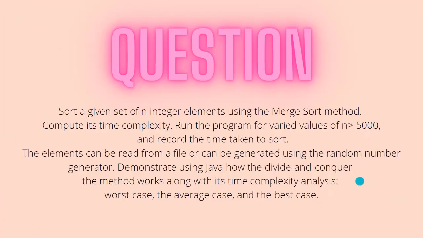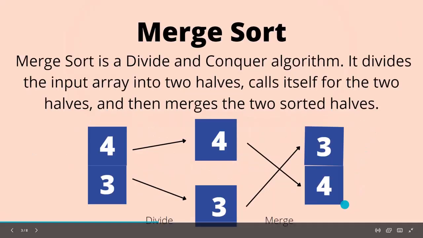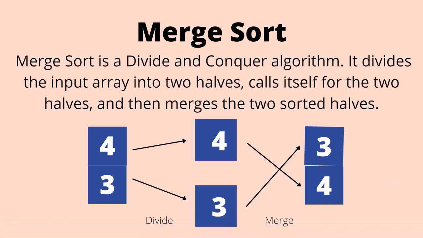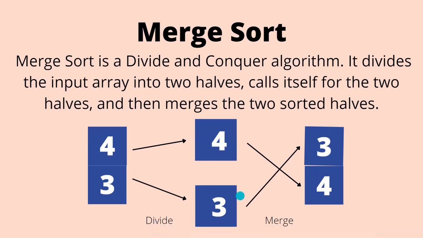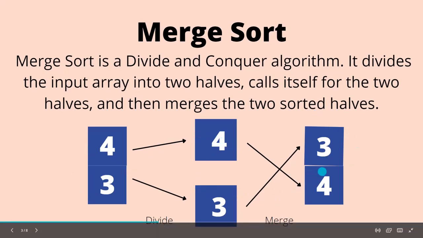So the question is merge sort. Before moving towards the question, let us know what merge sort is. Merge sort is a divide and conquer algorithm. It divides the input array into two halves, calls itself for the two halves, and then merges the two sorted halves. So if there are two elements in an array, 4 and 3, it will first divide them and then merge them according to their value.